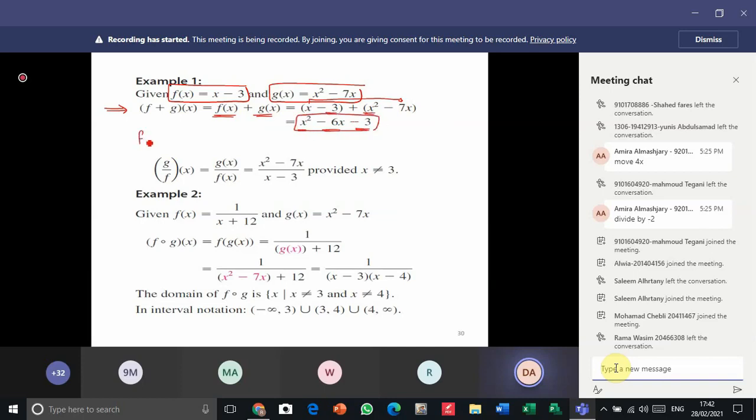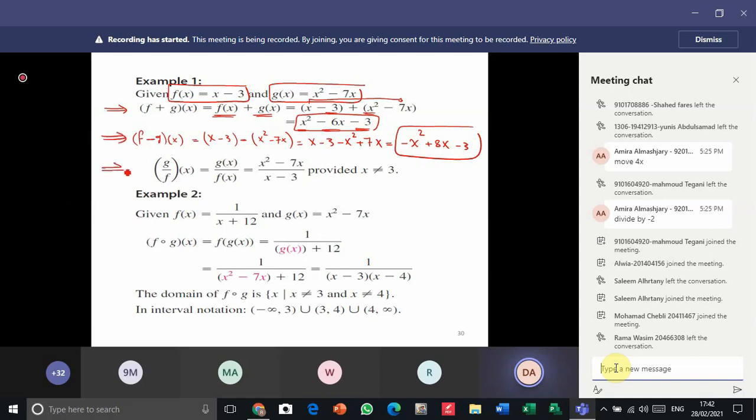If we need to find f minus g, for example, put f of x as x minus 3 and g of x as x square minus 7x, so we have x minus 3 minus x square plus 7x. We can simplify more by rearranging: minus x square, and x plus 7x gives 8x, and negative 3. This is if we need to find f minus g.